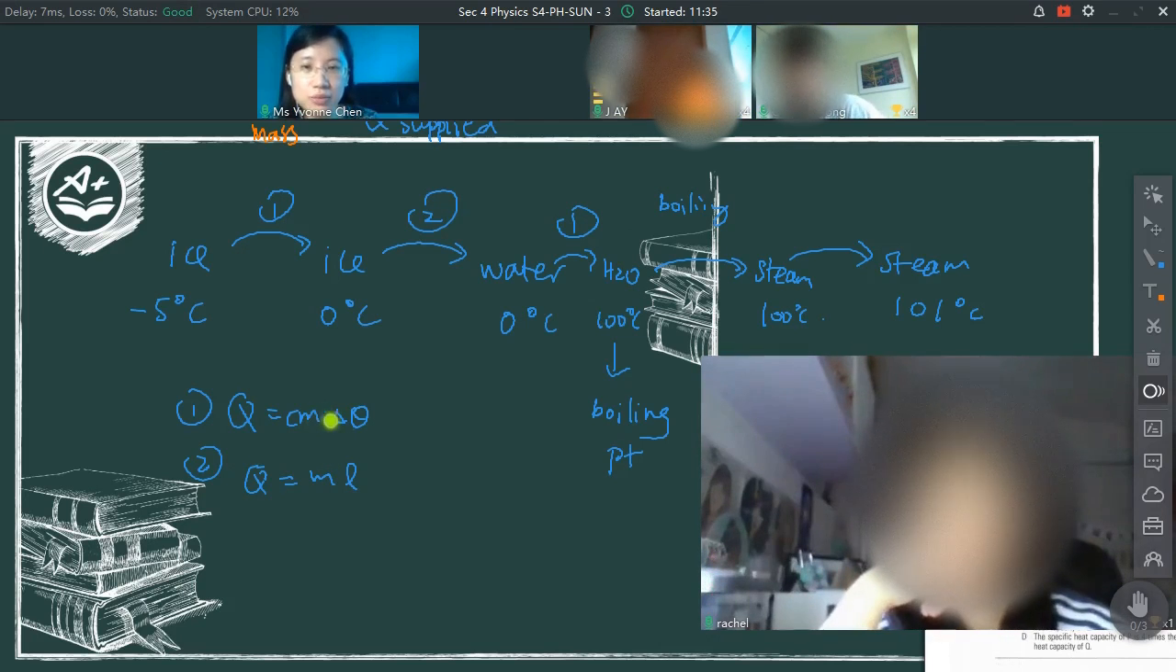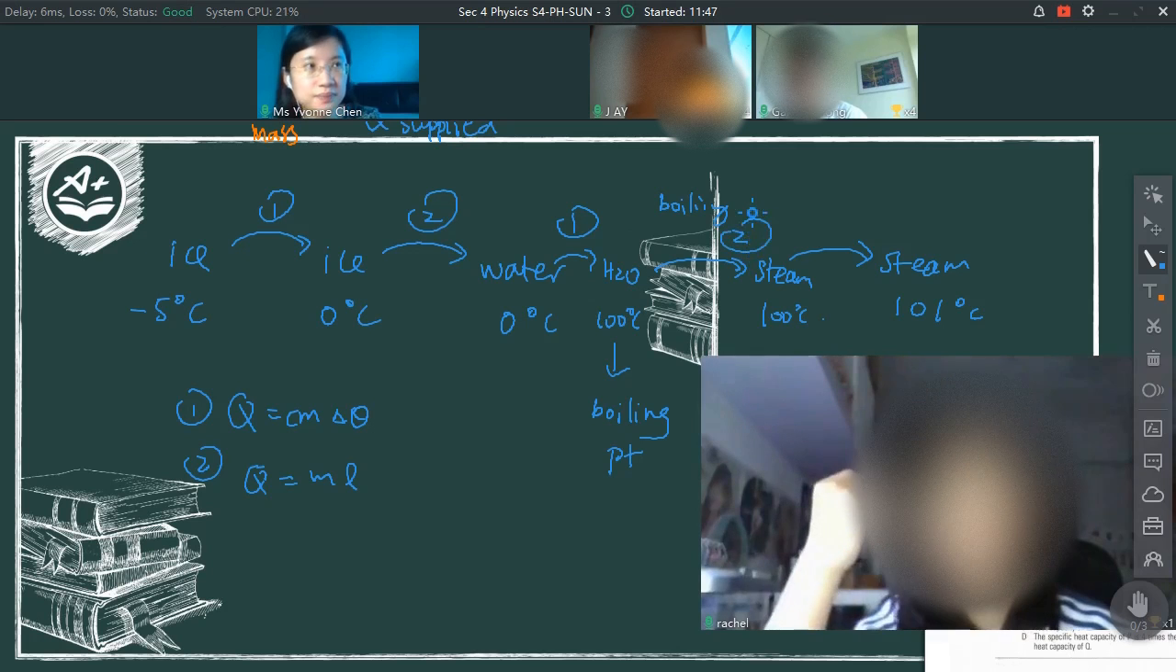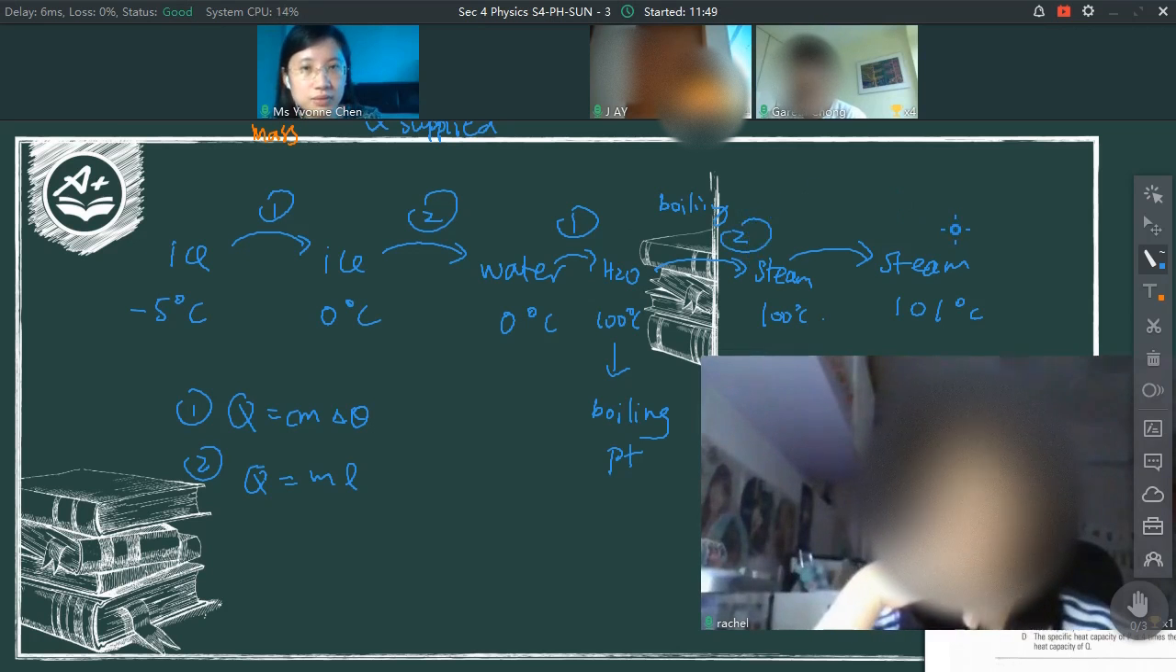Excellent. What about the second change, from 100 degrees Celsius water to 100 degrees Celsius steam? Which formula do you like to use? First one or the second one? Second one. Excellent. Reason? Because the temperature is the same. Yes, temperature is the same, so there's a change in state, a change in phase.